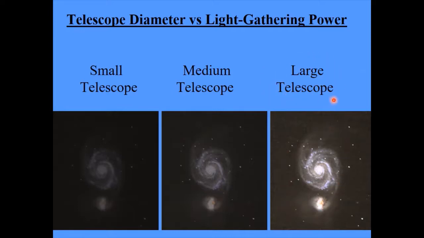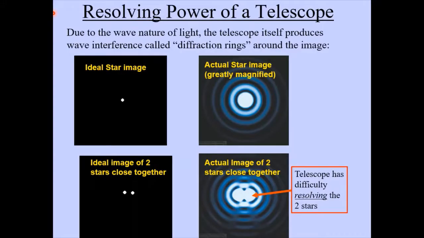The second power of a telescope is called the resolving power of a telescope. This has to do with how much resolution or detail we can see in a telescope. It has to do with the fact that, due to the wave nature of light, the telescope itself produces wave interference, which are called diffraction rings around the image.